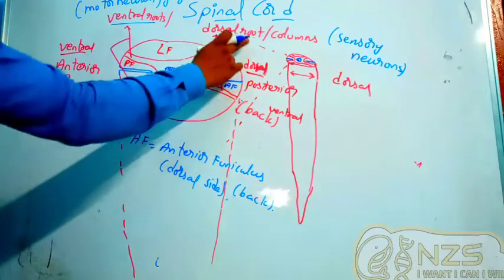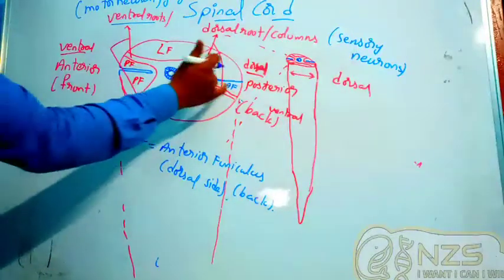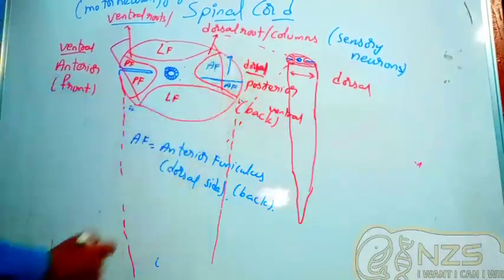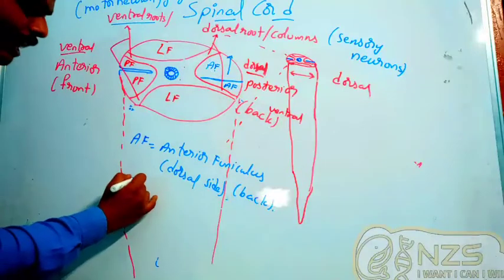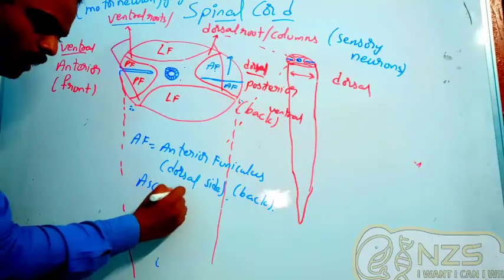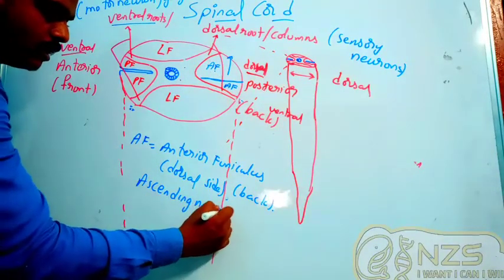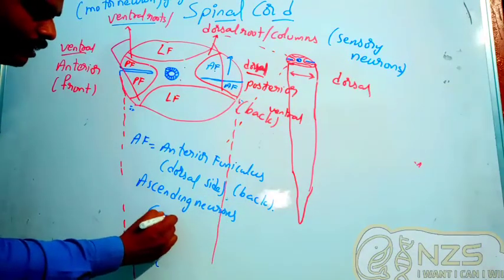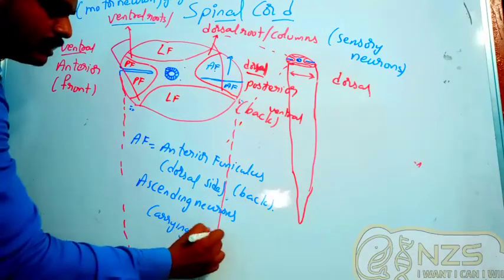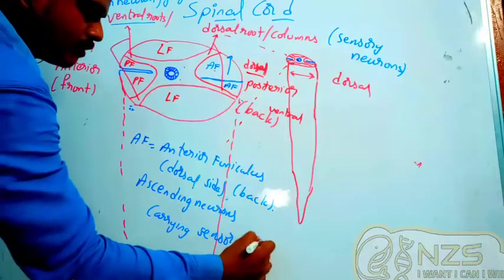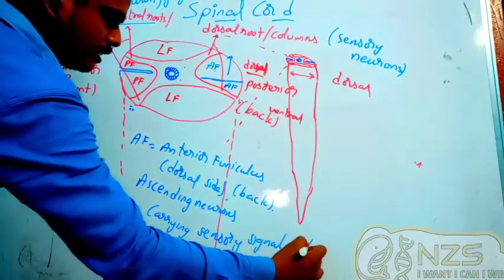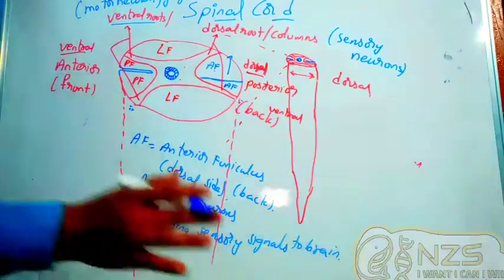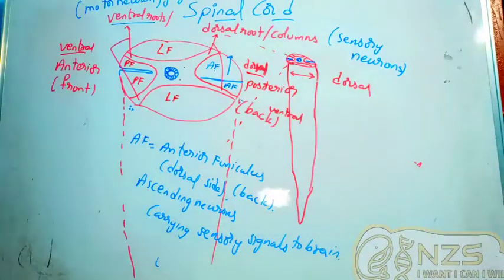Because if you observe this part, the dorsal roots get all the sensory neurons. So the sensory neurons will be ascending. So this anterior funiculus will have only ascending neurons carrying sensory signals to the brain. Whatever nerves come to the spinal cord, all the sensory neurons will make that tuft, that white matter, and the white matter will go up, ascending neurons.